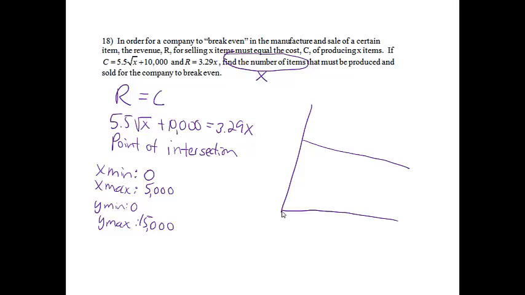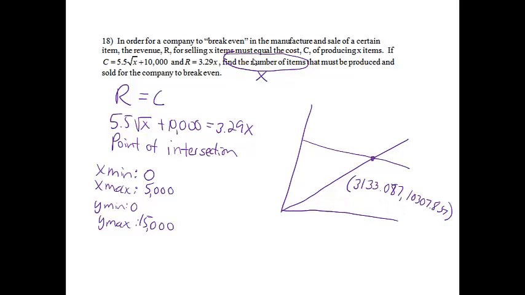So when I graphed that, I got a picture. When I used that window, I got a picture that looked something like that. So I'm looking for this point of intersection, and if you use the point of intersection feature on your calculator, you'll get 3133.087. That will be the x value, and 10307.857 will be your y value.